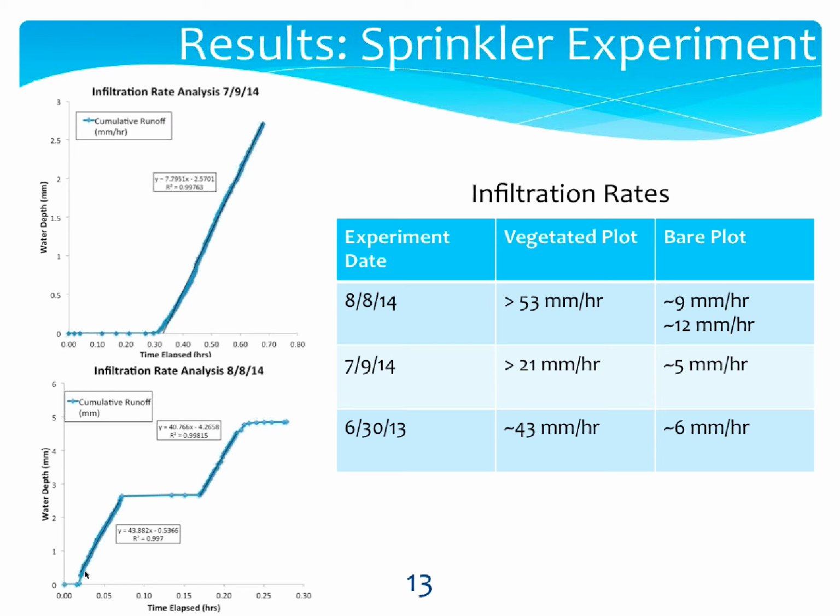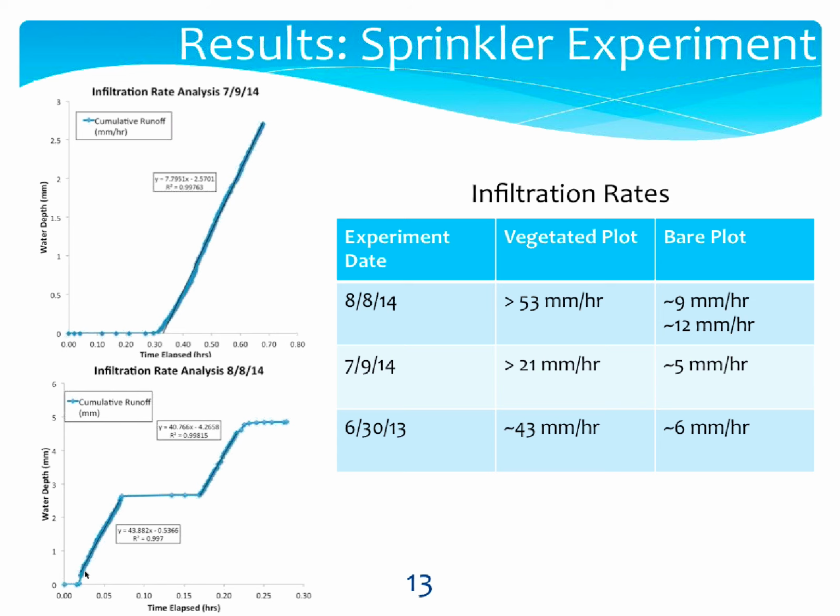These horizontal portions in this graph they don't mean anything. It just means we weren't applying any sprinkling rate because we were dealing with technical difficulties. But overall, the important thing to take away from these are the slopes. And the slope is the runoff rate of each plot.